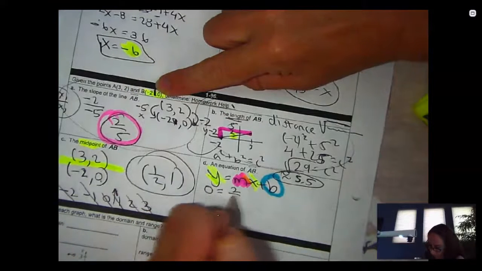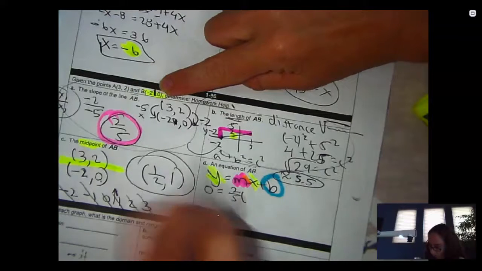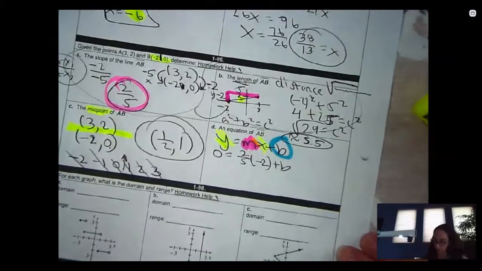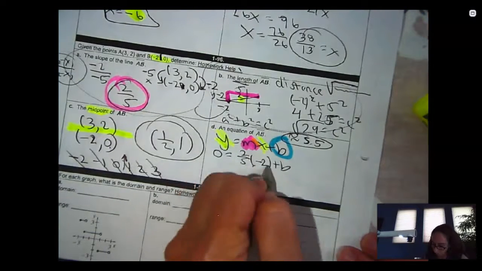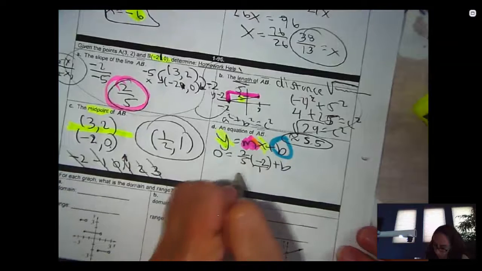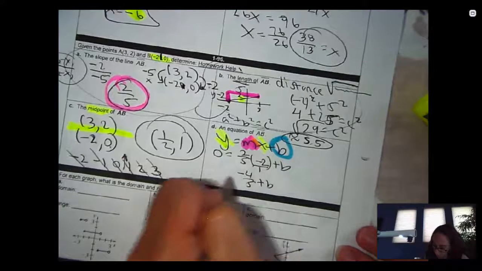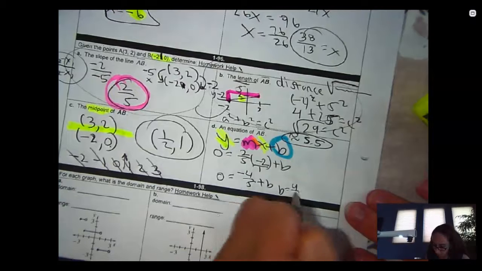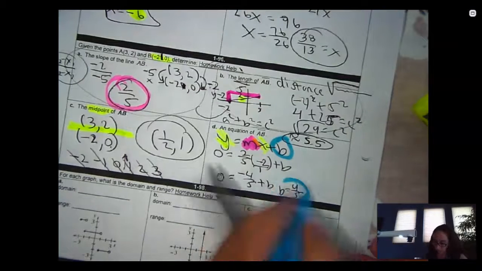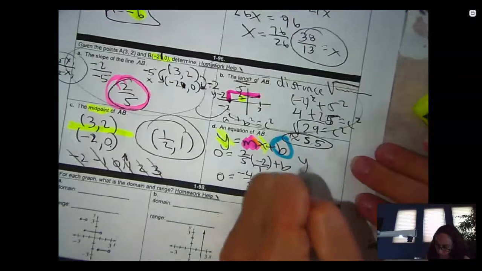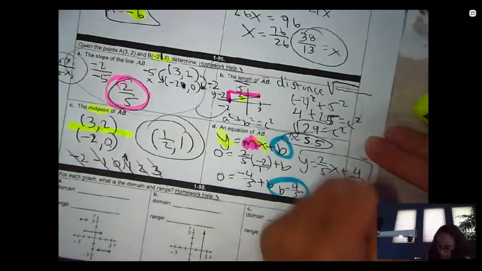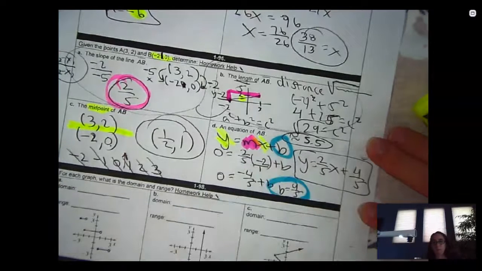This is all review. If you feel like you don't remember some of this, then I need you to just ask me during the Zoom. I get a fraction. Can I cross this off? No. So I put it over 1. Negative 4/5 plus b equals 0. Add 4/5 to each side. b equals 4/5. I found my slope. Y equals 2/5 x plus 4/5. It's okay to get a fraction.